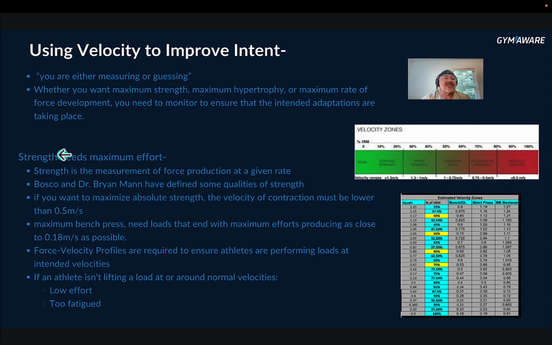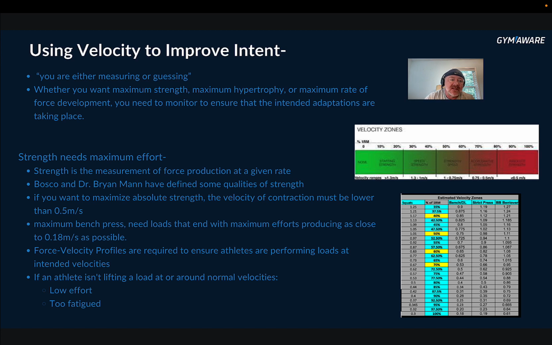Strength needs maximum effort, of course. It also needs... strength is the measurement of force production at a given rate. So let's clear that up. Getting strong doesn't necessarily mean getting better at bench pressing your 1RM. It means I'm getting better at lifting a greater load at whatever particular rate that I deem to be important.